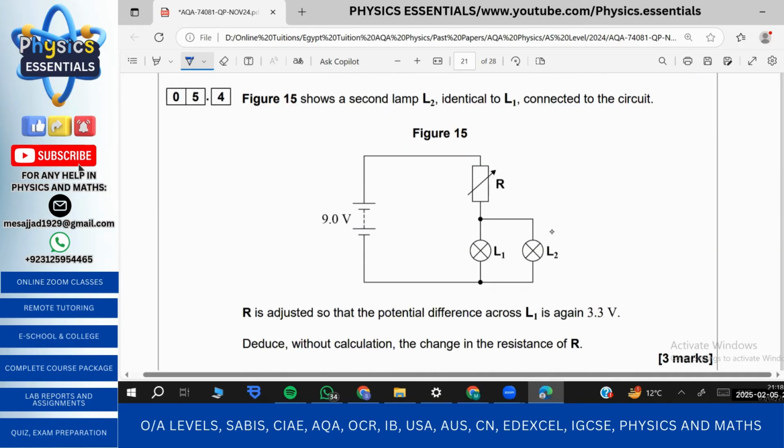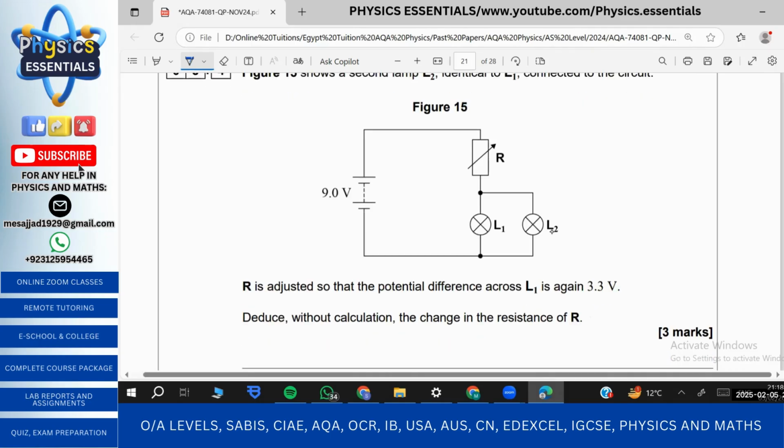Figure 15 shows a second lamp L2 and L1 connected to the circuit. R is adjusted so that the potential difference across L1 is again 3.3 volts. Deduce without calculations the change in the resistance of R. Okay, now you have two lamps. So the current which is coming here and moving here, for example, from here it is coming I and now it is moving here I1 and moving here I2, because in parallel we know that the current divides. So in order to illuminate or power the two lamps in an equal way, the current has to increase, right?